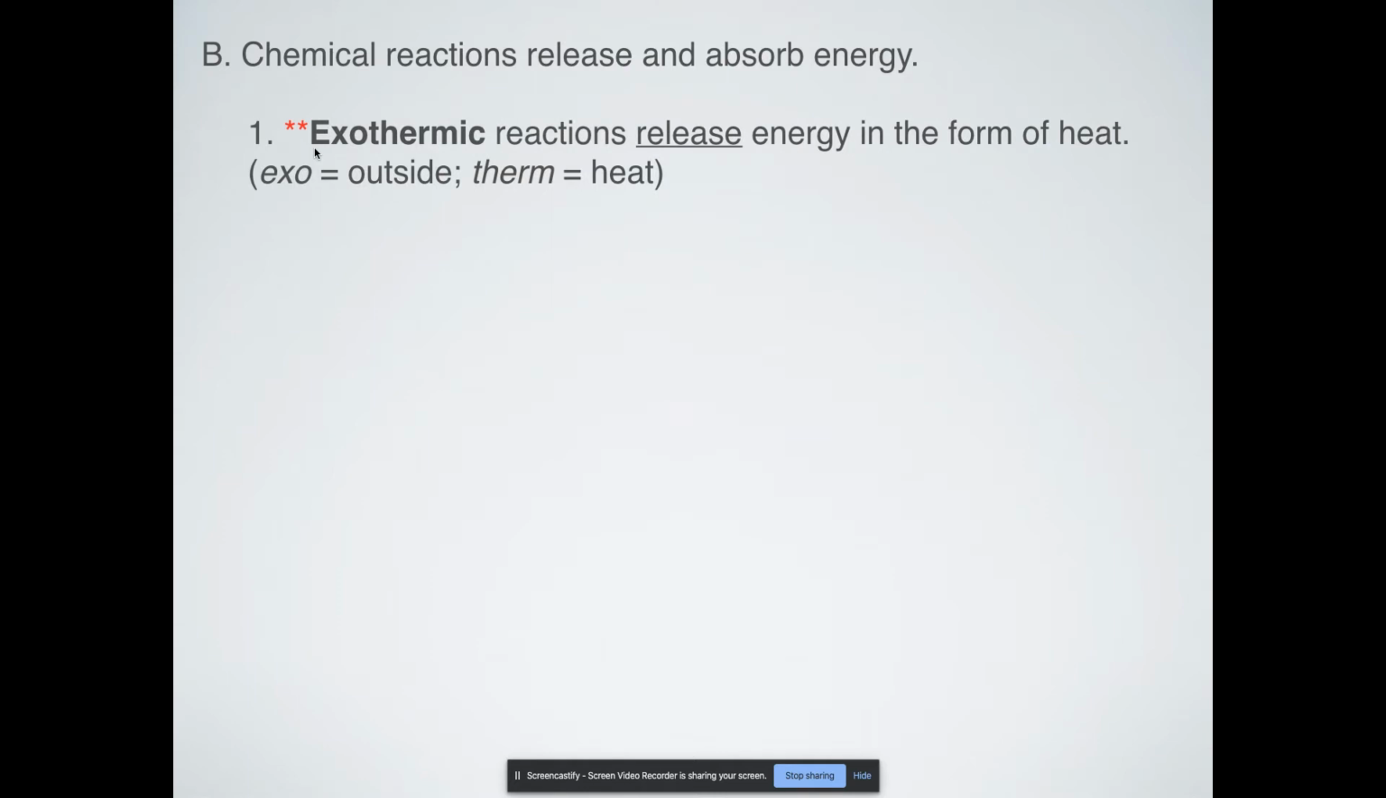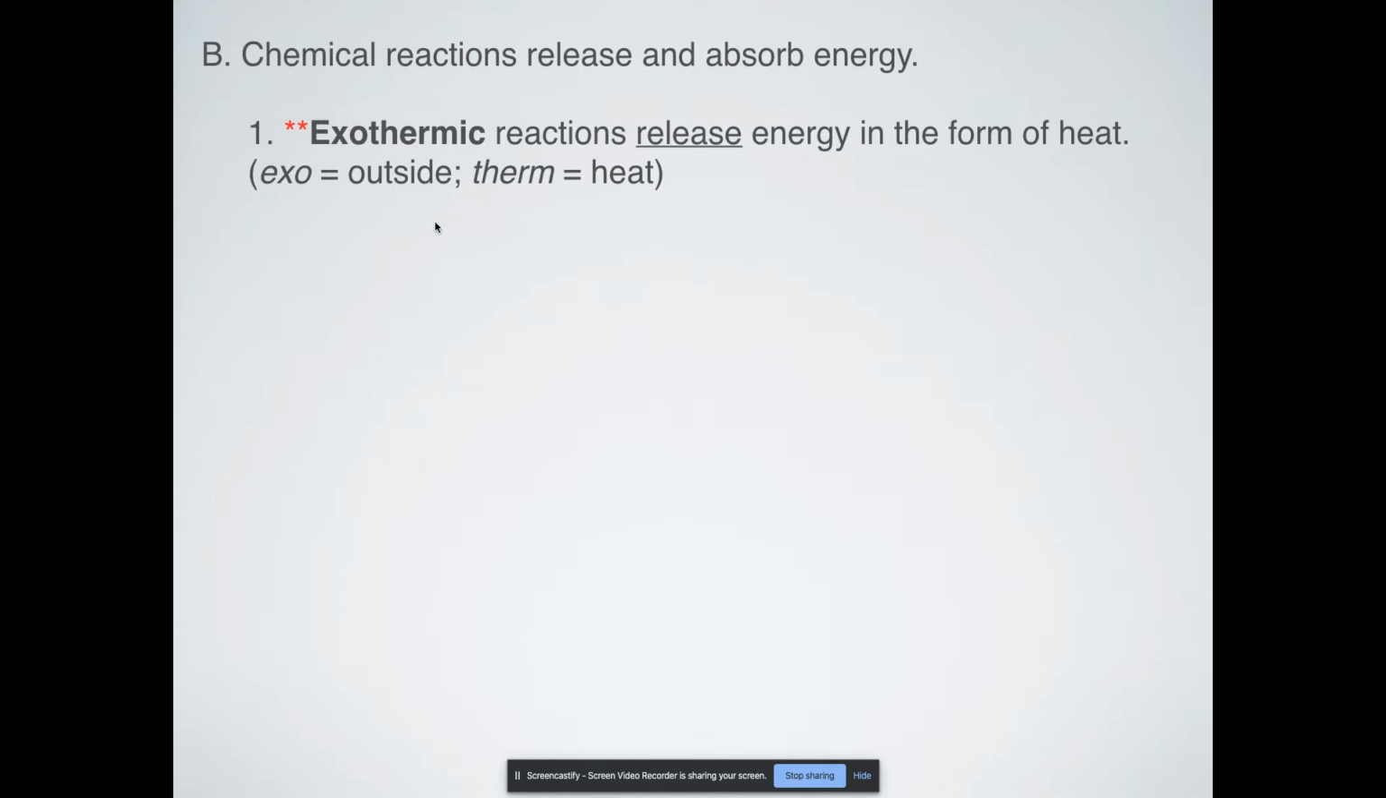Now, chemical reactions can release and or absorb energy, but still, you get the point. So we have two different types of chemical reactions here. We have exothermic ones, which are reactions that release energy. Exo means outside. There are probably a bunch of words you can think of that have the word ex or exo in them. I guess I just used one.